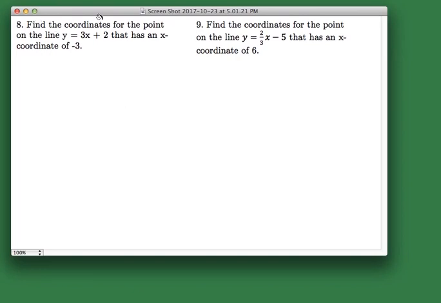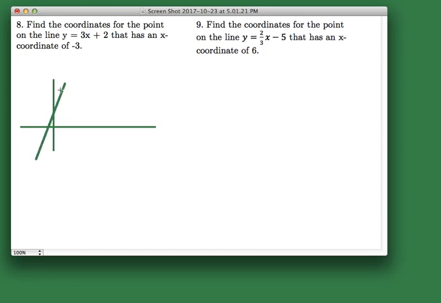So the question says, find the coordinates for the point on the line y equals 3x plus 2 that has an x-coordinate of minus 3. So you have to say to yourself, all right, what am I trying to figure out here? And it helps to visualize this. Let's say you've got your y-axis and your x-axis, and somewhere I've got this line, y equals 3x plus 2, which would look something like this, more or less.